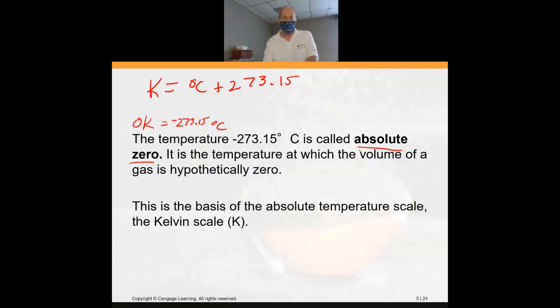All right. So it is the temperature at which the volume of a gas is hypothetically 0. So nothing can exist once you hit the absolute 0. Everything stops, everything's dead, nothing exists. All right. So this is the absolute temperature scale in Kelvin, the lowest possible temperature.